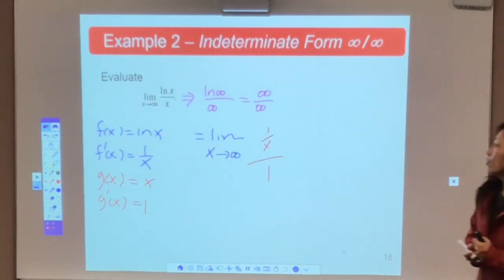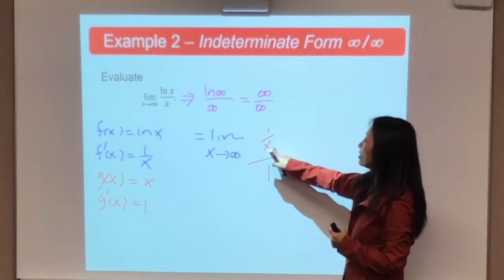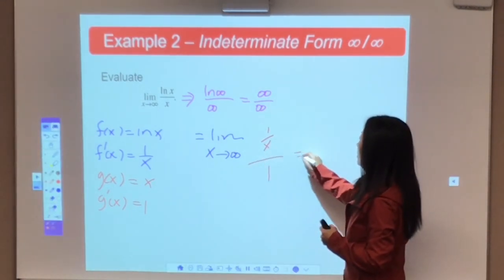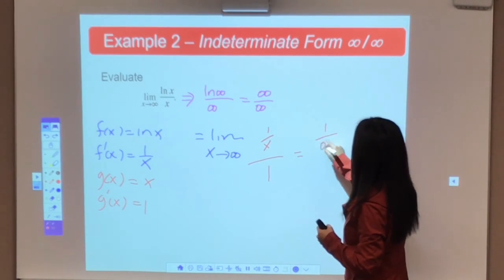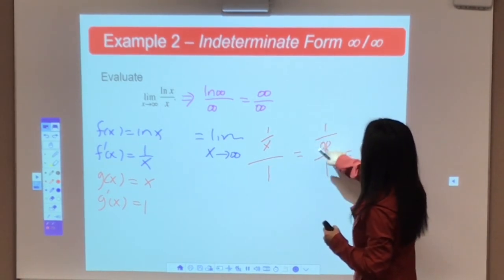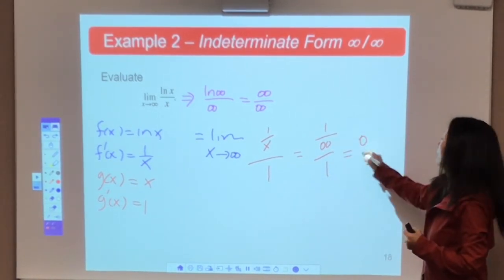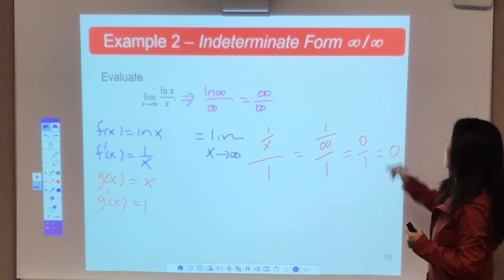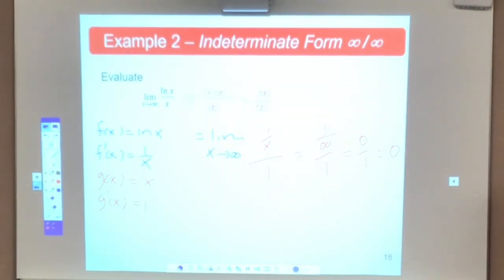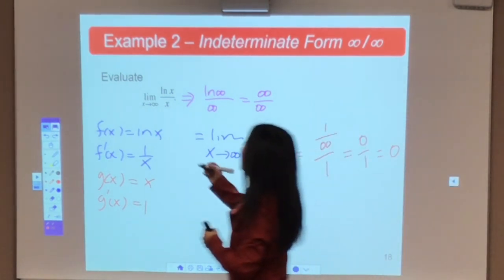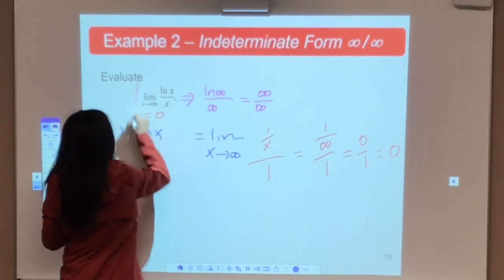All right, so now can I plug it in here? Then you get 1 over infinity over 1. 1 over infinity gives you 0. 0 over 1 gives you 0. So your answer is 0. So I found my limit.